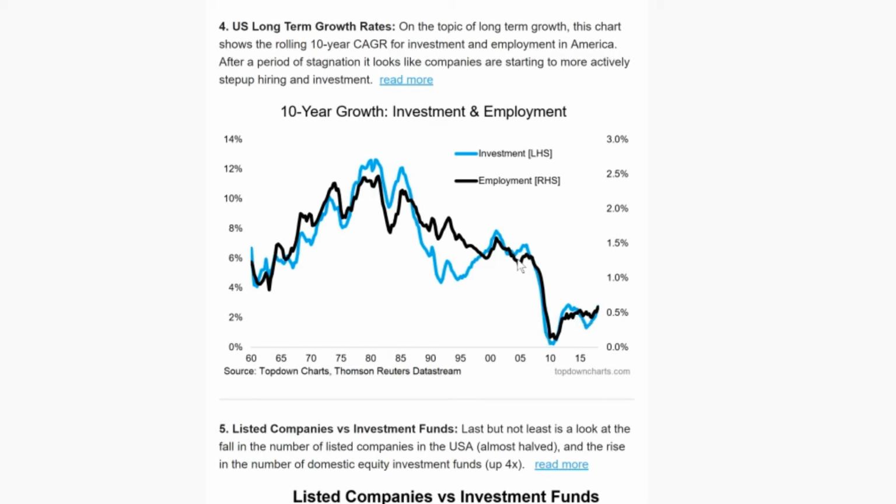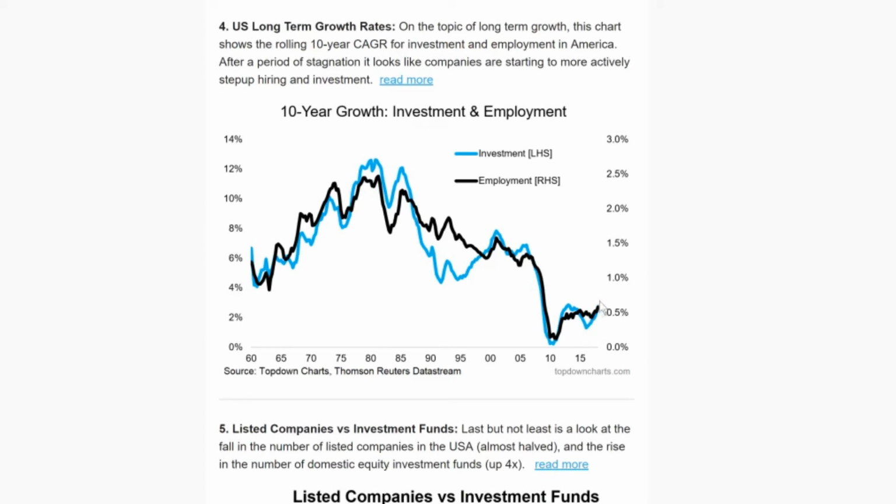Quite interesting to see that in the 70s and 80s there were very high growth rates compared to where we are now, and that tapered off a bit. And then the crisis came along and did massive damage to it. You can see there that for quite a number of years, like 5 years, investment growth and employment growth on a 10-year basis was very, very subdued.